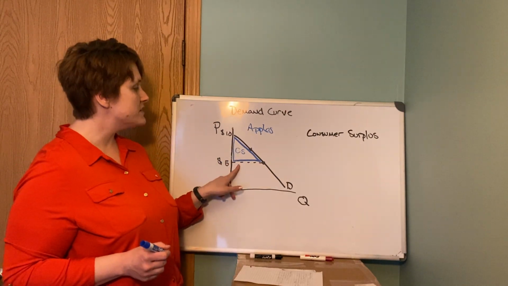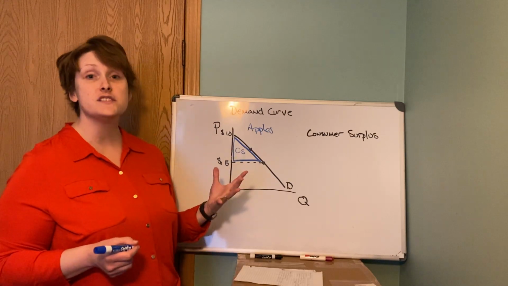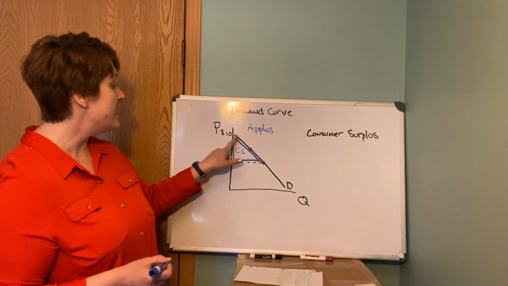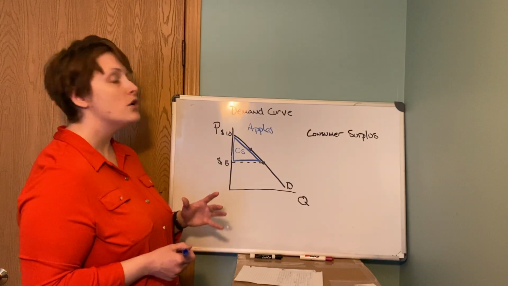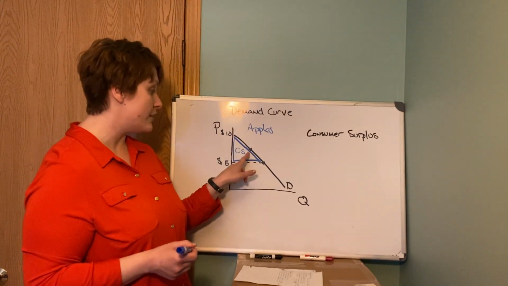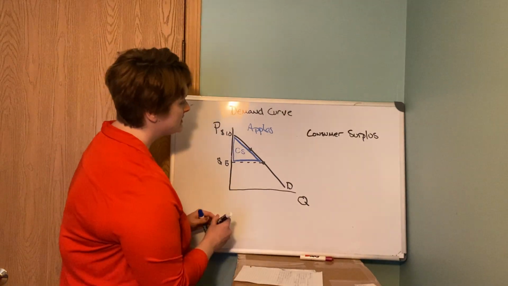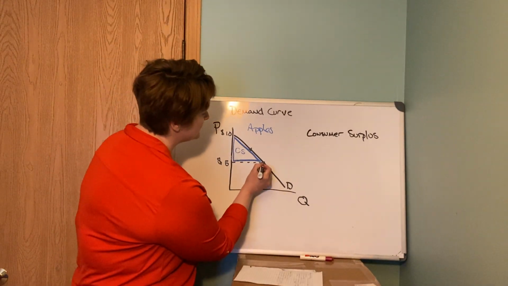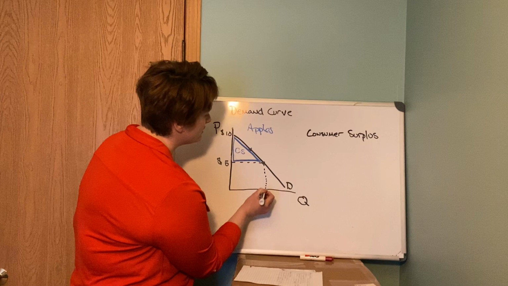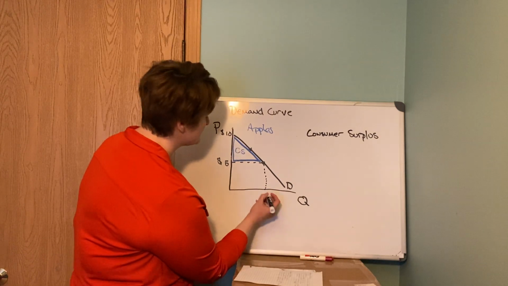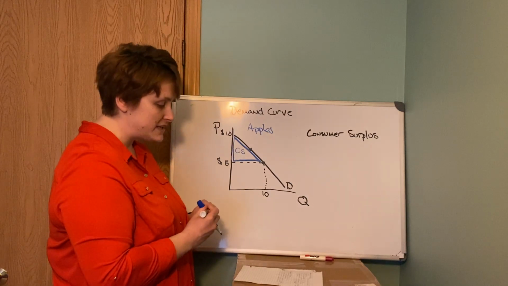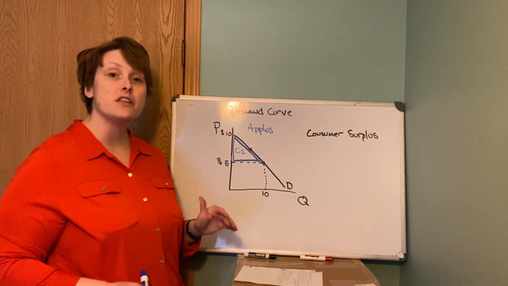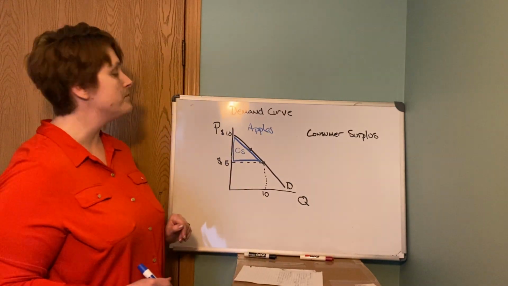So to answer the question of what is the total consumer surplus at a market price of $5, what we need to know is the area of this triangle. Let's toss a figure in here. Let's say at $5, the quantity demanded is 10. What we have now is enough information to calculate the area of this triangle.